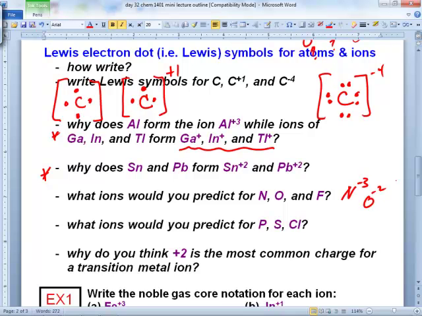F, -1, right? Okay. How about phosphorus? Kelly, what ion would phosphorus form? P with a negative 3. All we're doing is giving it the same valence as a noble gas. S, everybody, a negative 2. Cl. Yeah, I think you got the idea.